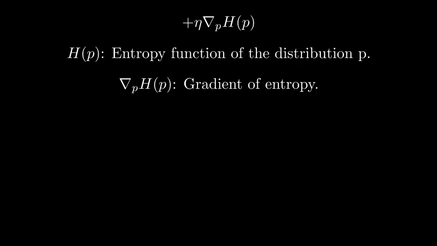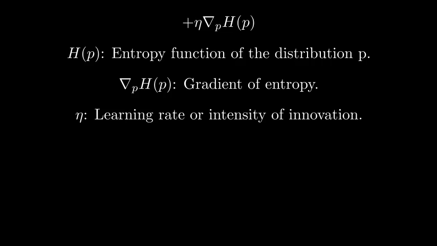The symbol nabla-sub-p represents the gradient with respect to the strategy distribution. The gradient of entropy, H of p, is a vector that points in the direction that would most rapidly increase the diversity of strategies. This term acts as a force pushing the system away from concentration and towards more variety. It's the mathematical representation of innovation, random exploration, or the introduction of new ideas.